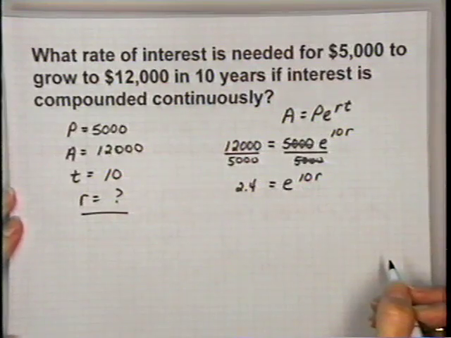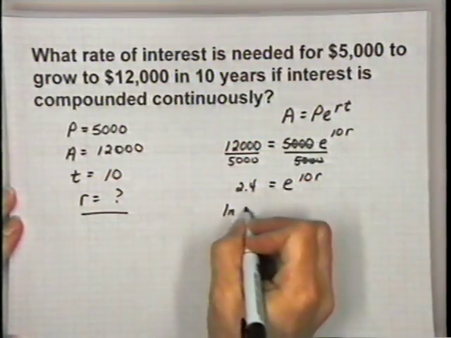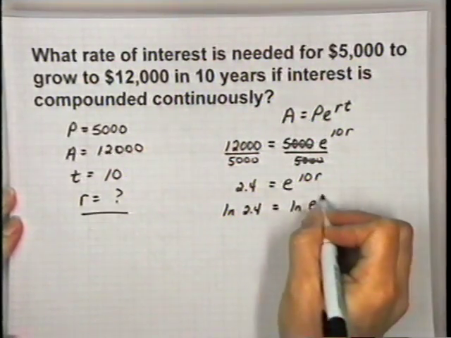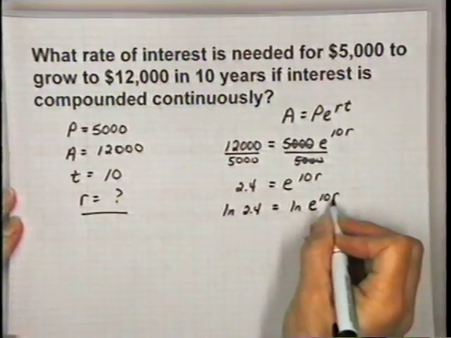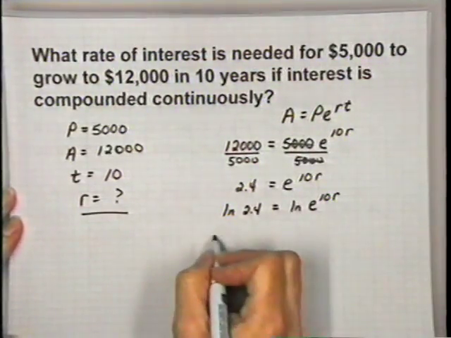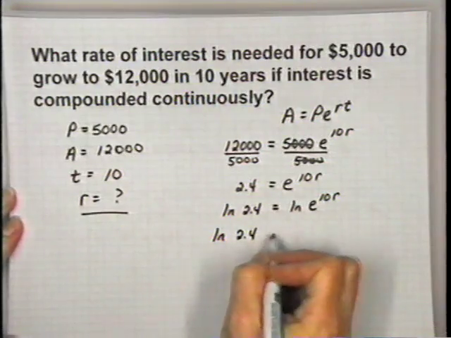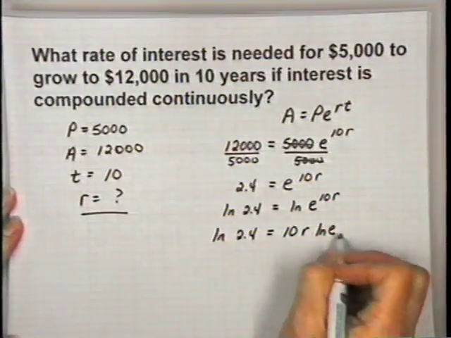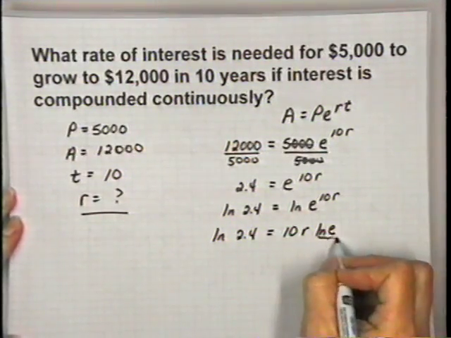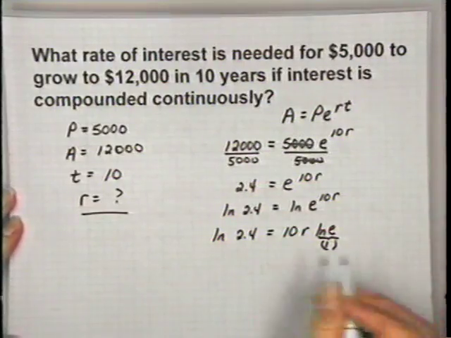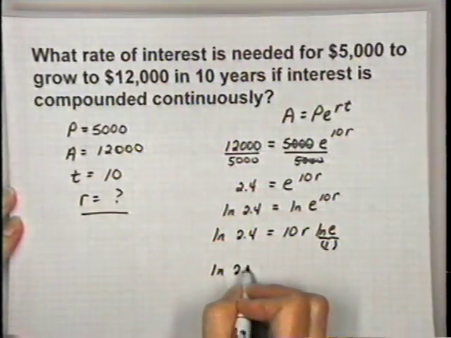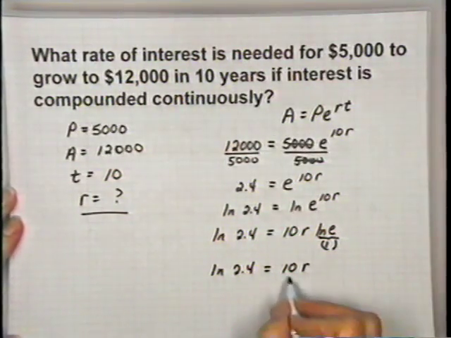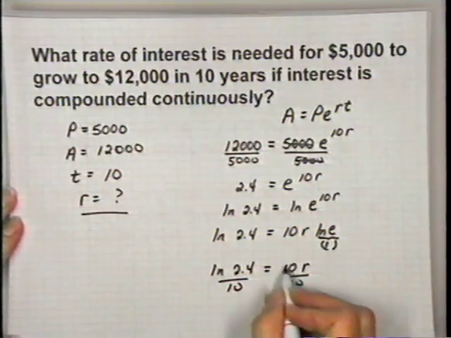Now let's take the natural logarithm on both sides. The natural log of 2.4 is equal to the natural log of e to the 10 times r. Now we can bring the exponent down. The natural log of 2.4 equals 10 times r times the natural log of e. Do you recall, natural log of e is 1, isn't it? So that simply means the natural log of 2.4 is simply equal to 10 times r. And to solve for r, we just need to divide by 10.